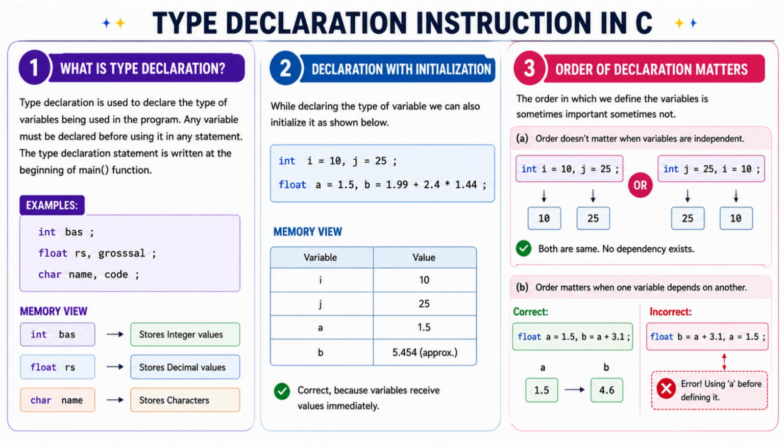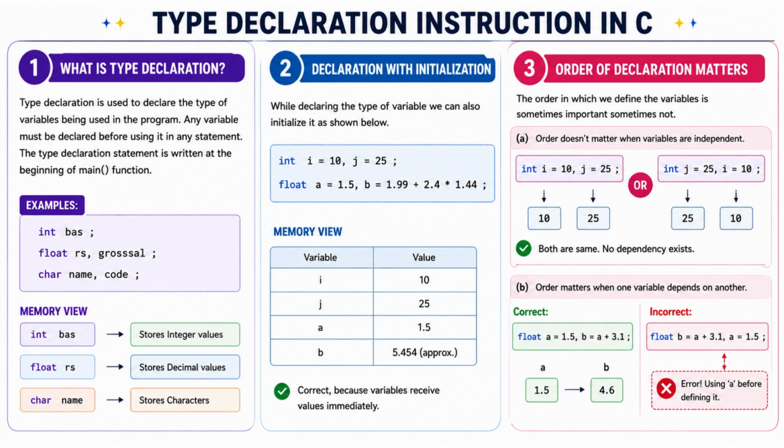The type declaration statement is written at the beginning of the main function. As an example, int ba, float rs, char name, code, etc. Here, ba stores an integer value, rs stores a float value, and name stores a character value. Another option is a declaration with initialization, where the variable type can also be specified, as shown below, int i = 10, etc., and the table shows the values of these variables, which are stored in it.